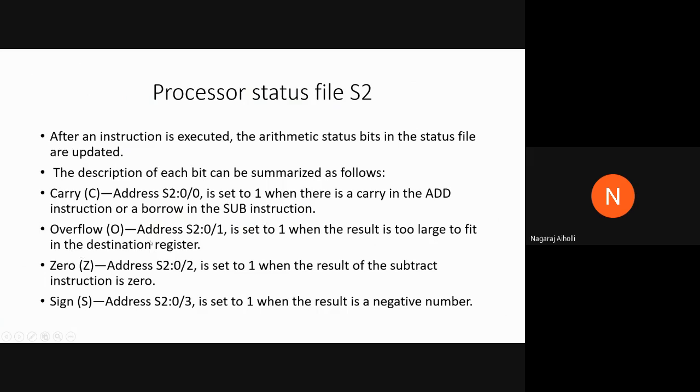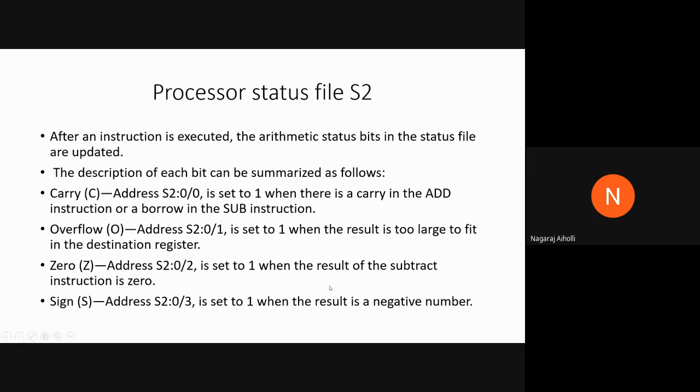Then the overflow bit. This is set to 1 when the result is very large for the register. Suppose you are adding two numbers, and the maximum value that can be stored in the register is 8 bits. After adding two numbers, if the value is say 9 bits or 10 bits, then there will be an overflow condition. That is, the overflow bit will be set, or made equal to 1. Setting means what here? Set condition means it will be made equal to 1.